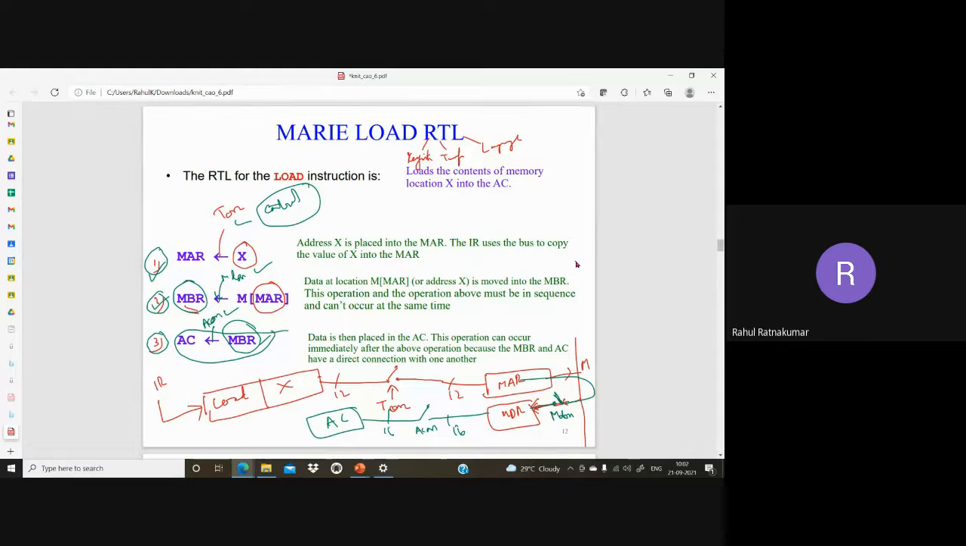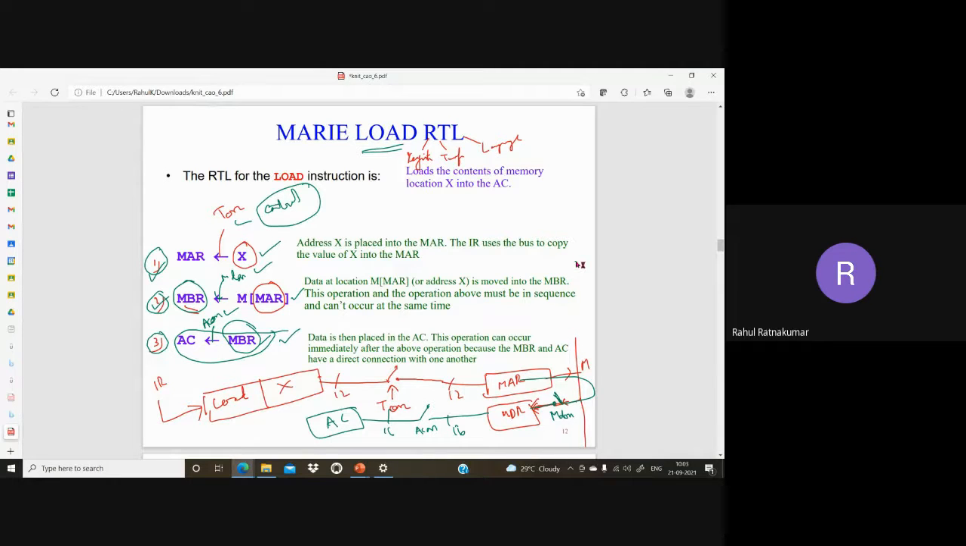First the X is going to MAR, then the data stored in the MAR location is going to MBR, and only then the MBR data has to go to the accumulator. So the timing is very important. Every single instruction like load has a lot of sequential steps, and these are called micro instructions. So we can say RTL, and this sequence is also very important.